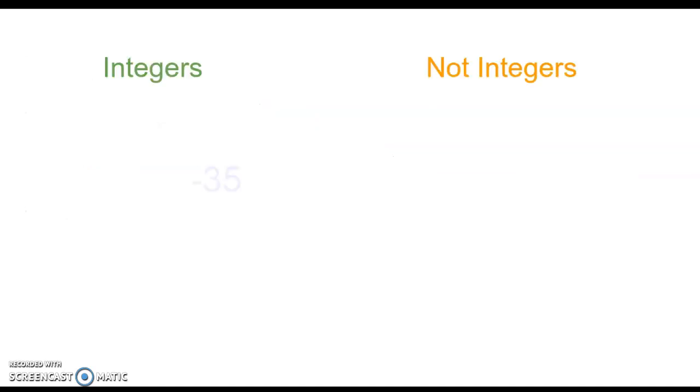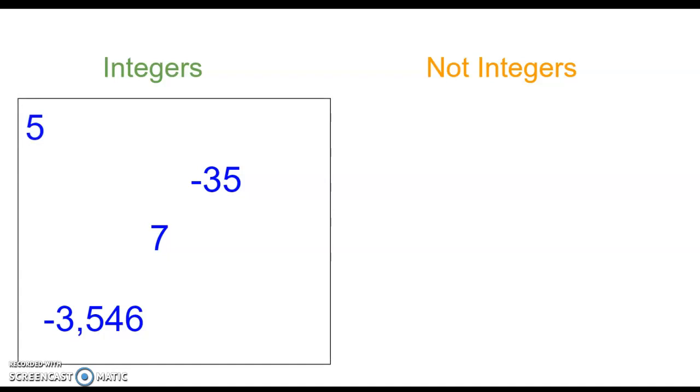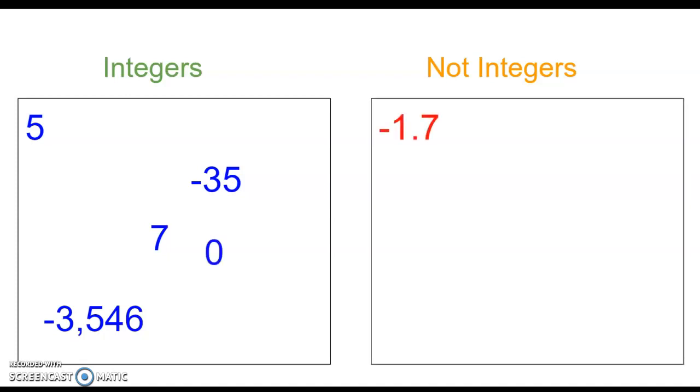So some examples would be maybe negative 35, 7, negative 3,546, right? I can go on forever. As long as it's a whole number, I don't have a decimal or a fraction, it's called an integer. 5, that's an integer, right? 4, 3, 2, 1, all those are integers. And 0. Not integers are the ones that have decimals, so negative 1.7, or a fraction, like a half, 7.36. So it could be positive, it could be negative. It doesn't matter. But if it has a decimal or a fraction, it is not considered an integer.